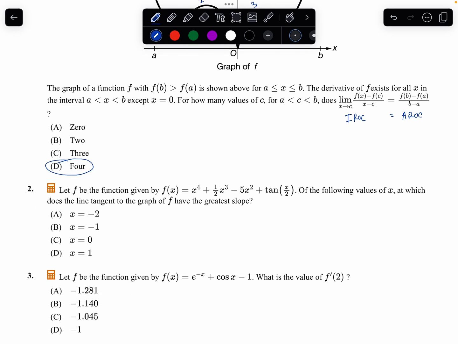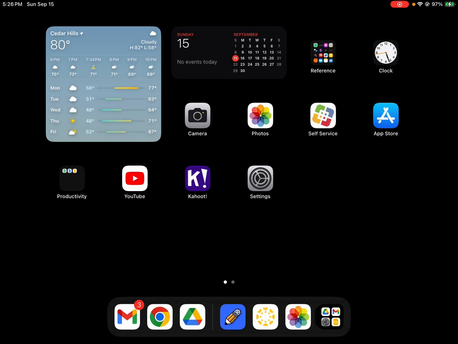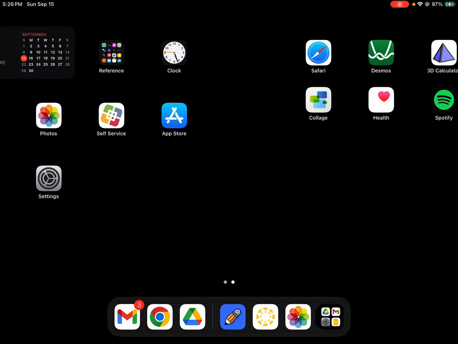For 2, let f be the function defined right here. Of the following values of x, which does the line tangent to the graph of f have the greatest slope? So what we're doing here is finding the derivative of this right here, because the slope of the tangent line is the derivative. And we're going to use our calculator for this problem as well. So let's go to our calculator.